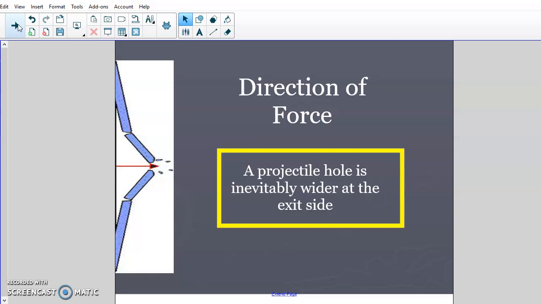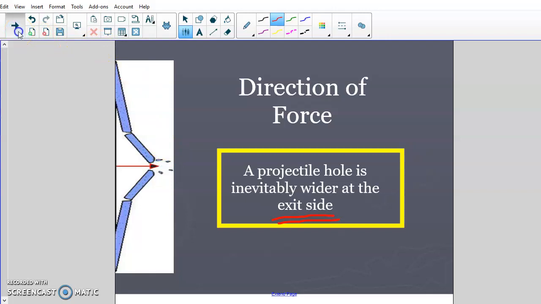The next thing that we're going to talk about is the direction of force. A projectile hole is inevitably wider at the exit side. You're going to want to jot that down. The exit side of a projectile hole, so if you shoot a piece of glass with a bullet, the side that the bullet exits the glass on is going to be wider, and here's kind of why. We're going to take a look at that.